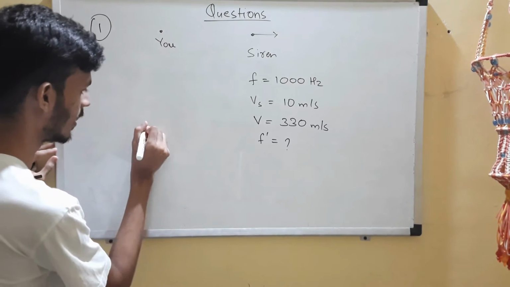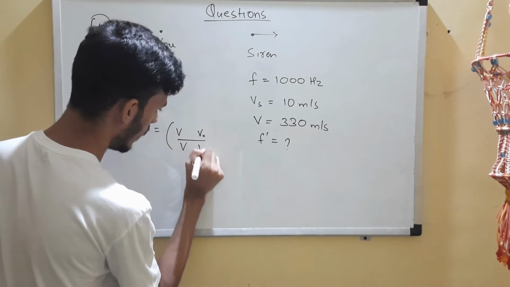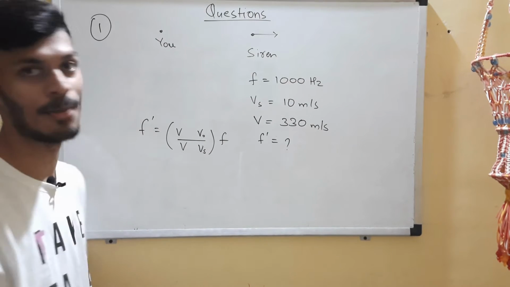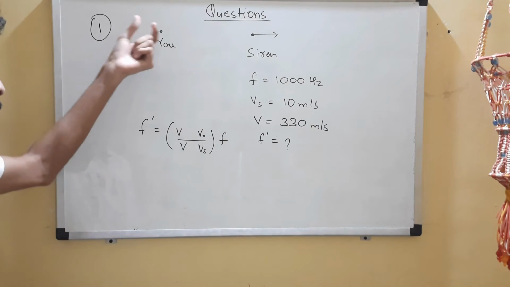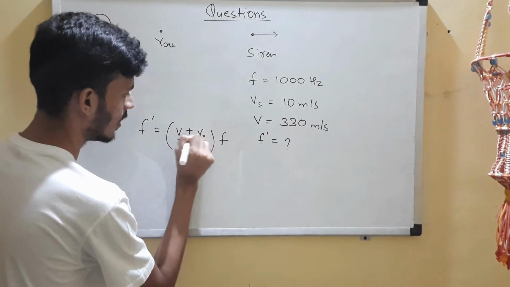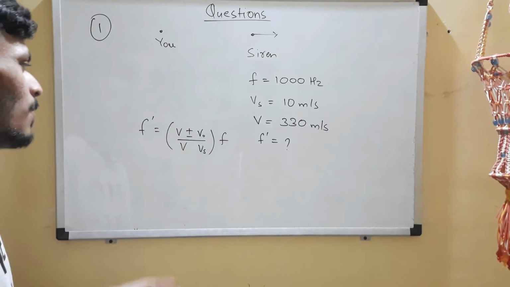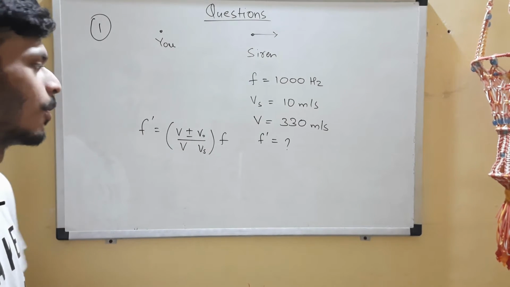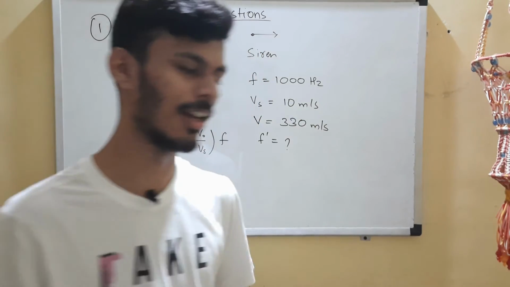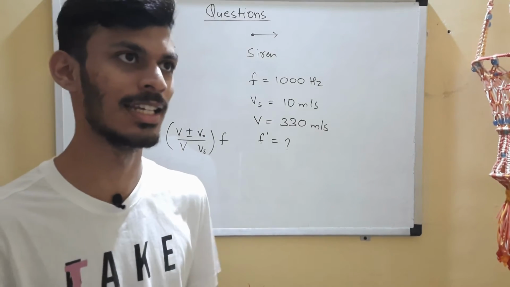We know the syntax, so let's do it. F dash is given as (V ± VO) divided by (V ± Vs) into F, the original frequency. Now it's time to substitute the signs. You, the observer, are at rest, so the sign does not matter, since it's plus or minus 0. This VO is 0. Now for Vs, the siren is moving away, and away means it is trying to decrease the frequency.